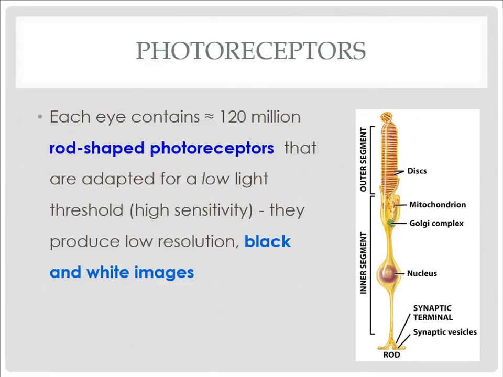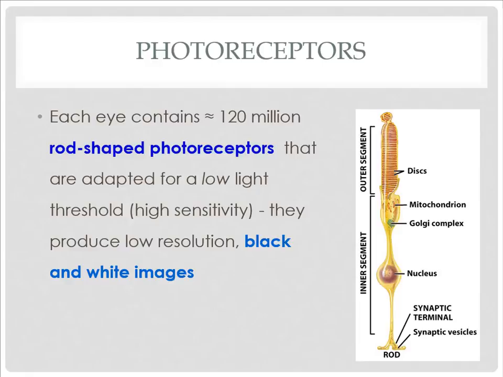Now looking at our rod-shaped photoreceptors, these receptors are adapted for low light threshold, meaning they're very sensitive to light. And what our rods do is that they produce low resolution, black and white images. The rods actually help us see in the dark and offer vision in low light, but unfortunately are not as sharp as our cones. In the dark, our vision is mainly grayscale, meaning we can really only distinguish between grays, black, and white. So test this out sometime.